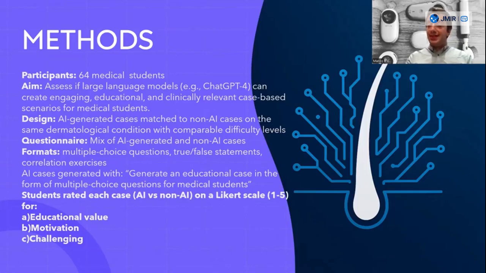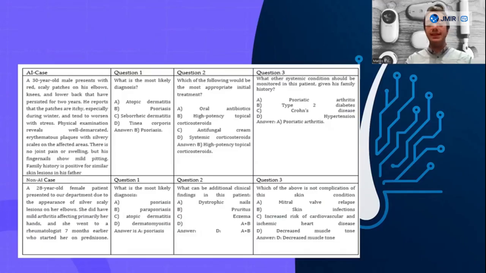So the medical student assessed each question on a Likert scale of 1 to 5, assessing how educational, motivational, or challenging each exercise was without knowing its creator. Let's see some examples.